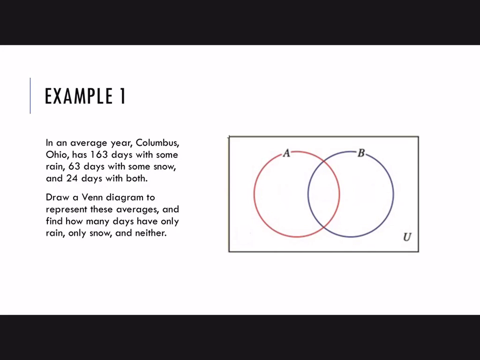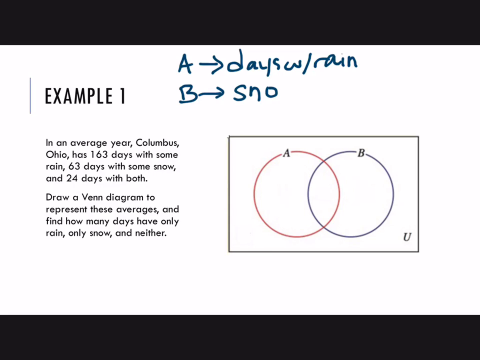Alright, so let's say that A represents days with some rain, and then B could represent days with some snow. And then the universal set, we need to choose some sort of a context. It looks like we're talking about days out of an average year, so let's let the universe be the days in the year.